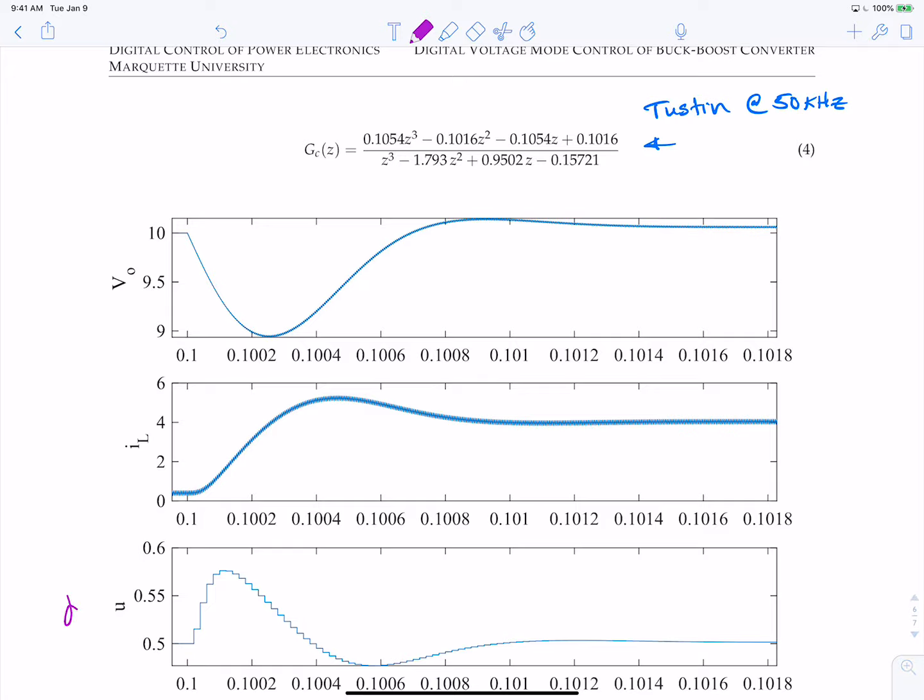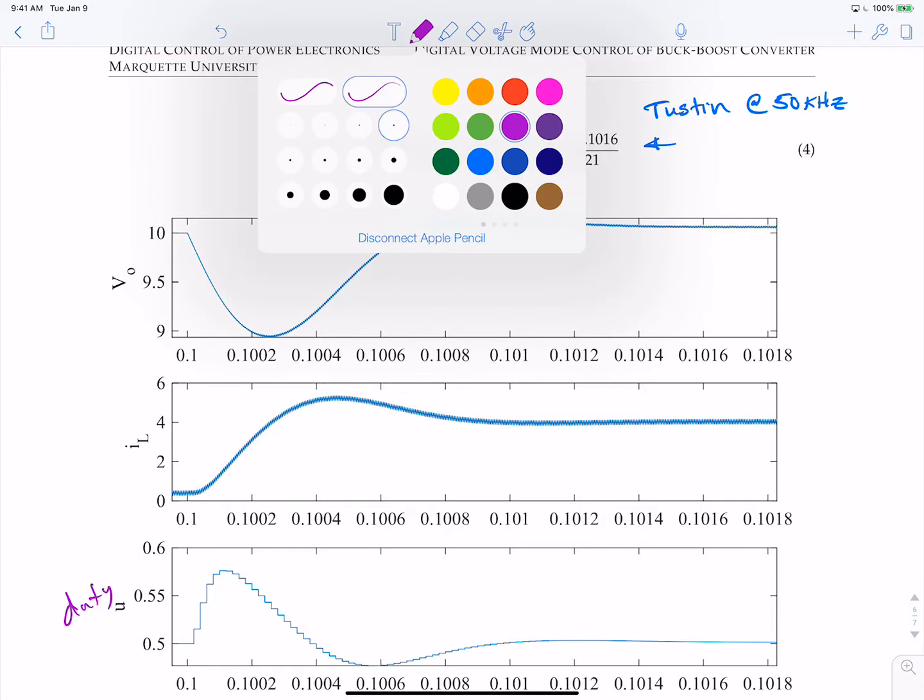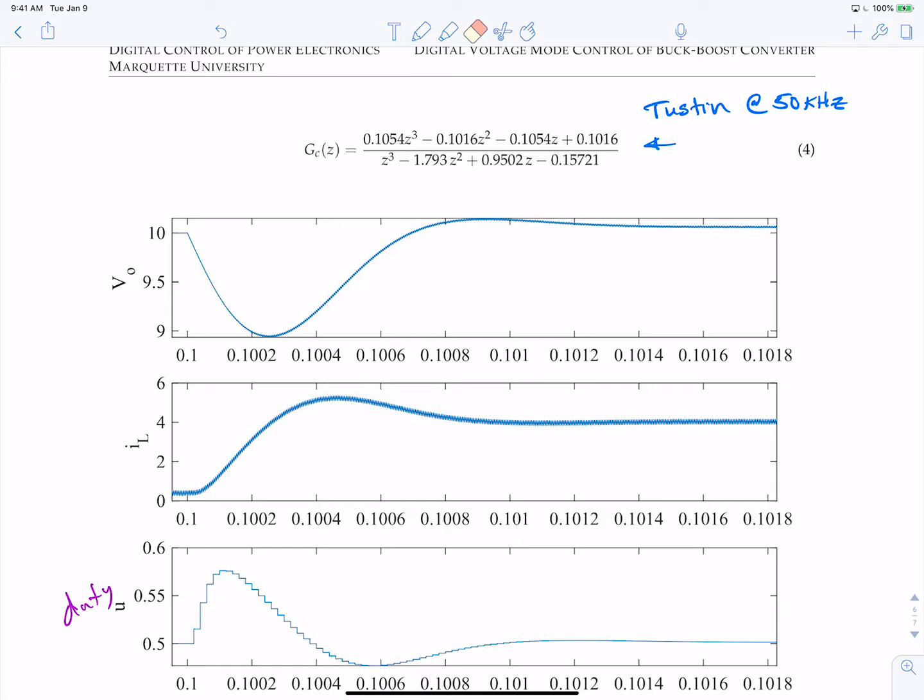And here, U is our duty cycle. It goes up, kind of undershoots, and comes down and settles back down, which is what we expect here. So this is looking really good in terms of our duty cycle. And so for this controller, you could go with 50 kilohertz. This would work fine. You could also try looking at 200 kilohertz.